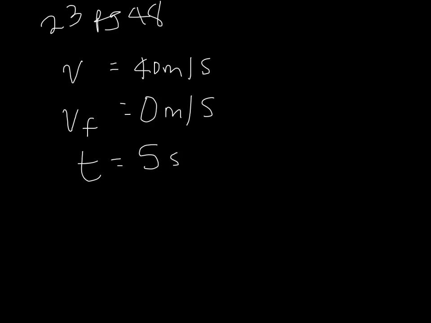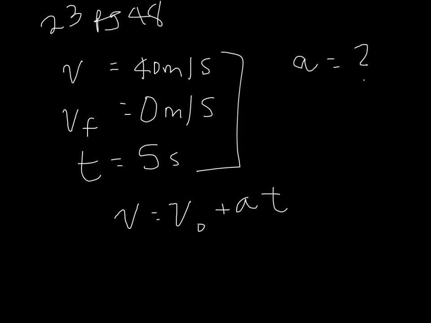So what I would do is write these givens out just like I did, and then I usually write down what I want to know. So it asks for the acceleration. That allows me to use the kinematic equations to solve this problem and figure out which one I need to use. I'm going to use the one that says v equals v naught plus at. That allows me to solve for this a because I have all of these other items.